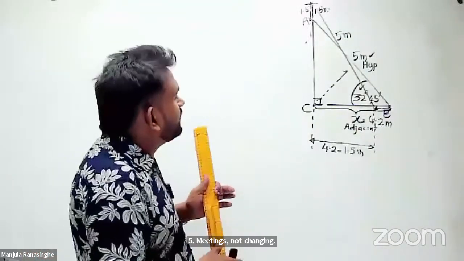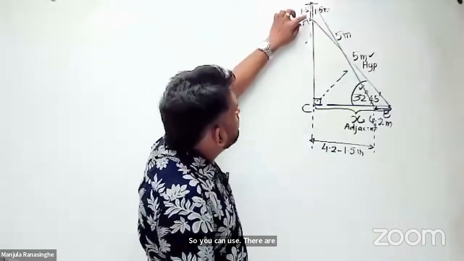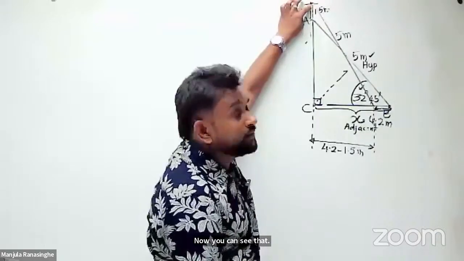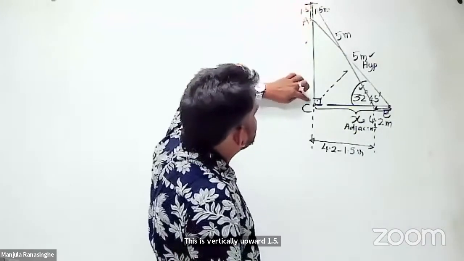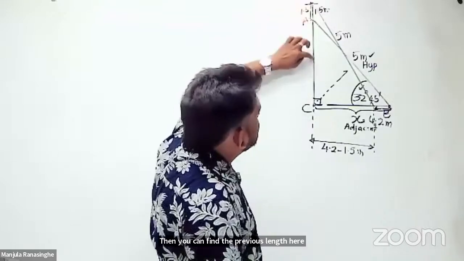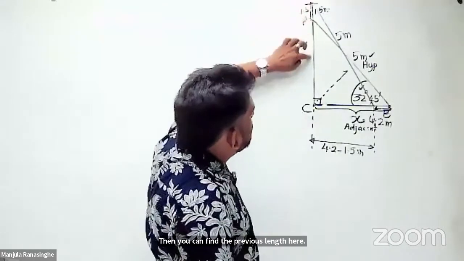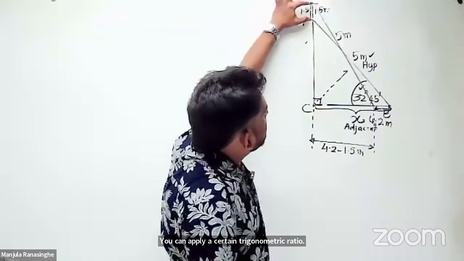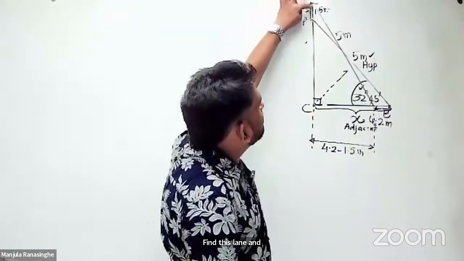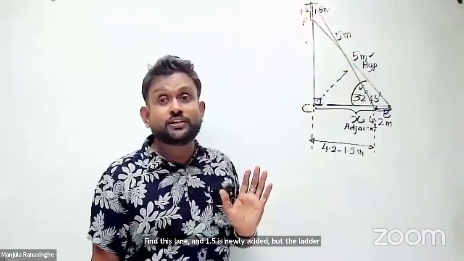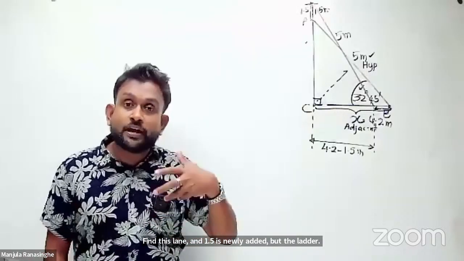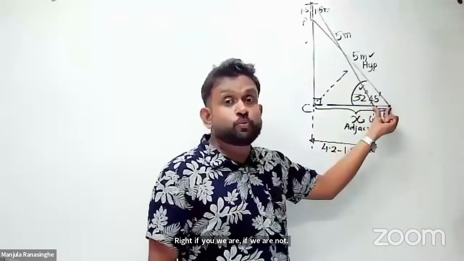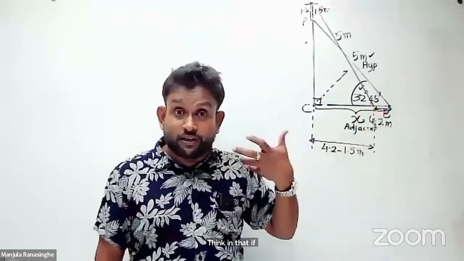So you can use, there are several methods. Now you can see that this is vertically upward 1.5 meter. Then you can find the previous length here. How to find the previous length? You can apply a certain trigonometric ratio to find this length, and 1.5 is newly added, but the ladder 5 meter length is not changing, right? If we are not thinking about whether 1.5 meter is moving or not, if we have a doubt, we can use this length.